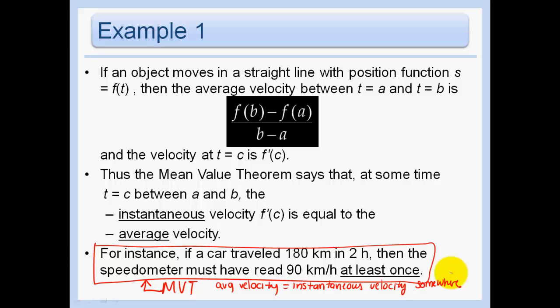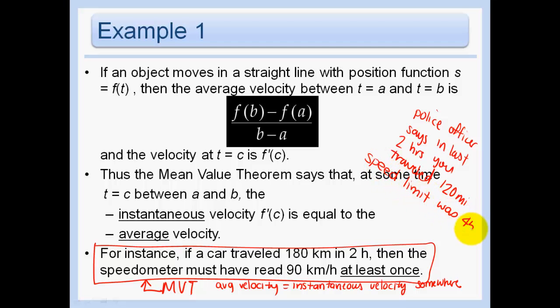I'm also going to have you watch a fun little video, and it really sums up the mean value theorem very nicely. Basically, it is a little video where a police officer pulls somebody over and says, in the last 2 hours, you traveled 120 miles. The speed limit was 45 miles per hour. Therefore, you get a ticket by the mean value theorem.